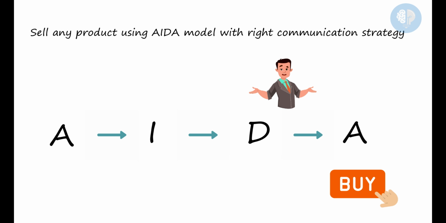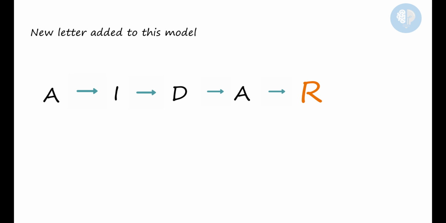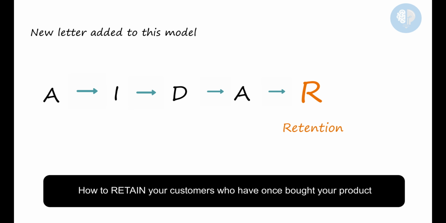There is a new letter added to this model which is R and it means retention. So here you will focus on how to retain your customer or convince him to buy your product again and again. Let's see AIDA with an example.